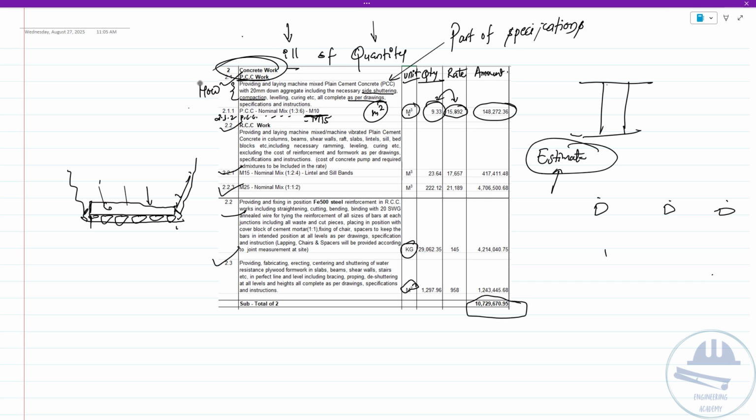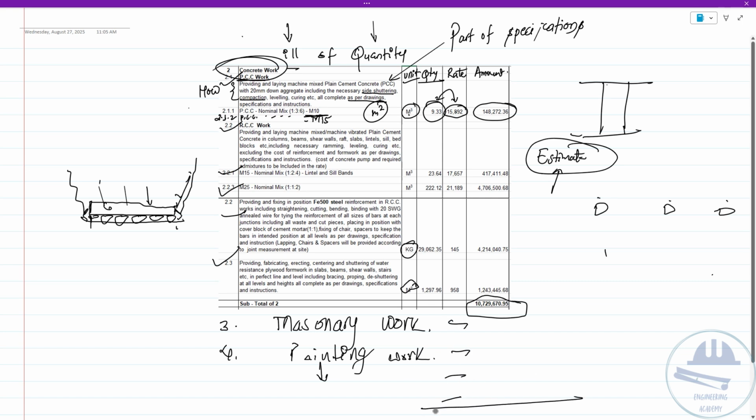Okay. Similarly, after the concrete work, you may have masonry work. And then you may have, let's say painting work. Okay, painting work, let's say example, and you add up everything, and at the end you add the total and you get the total cost of construction. These are the civil works. So this is a civil BOQ.